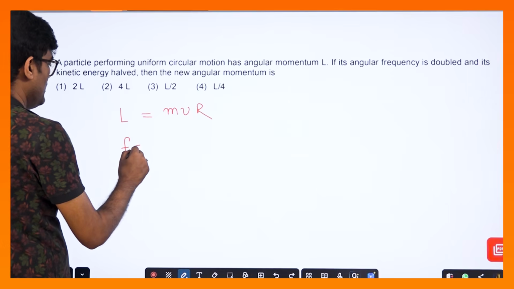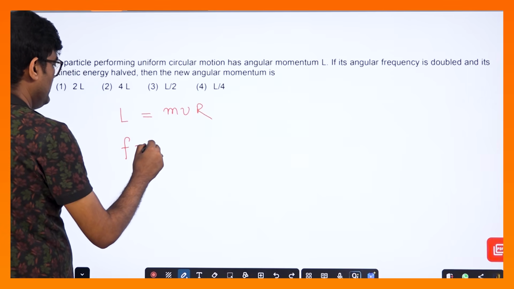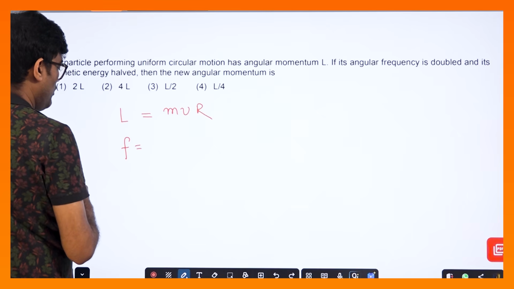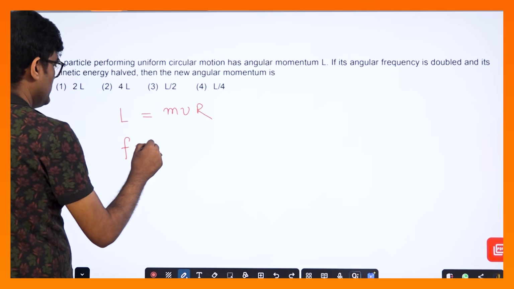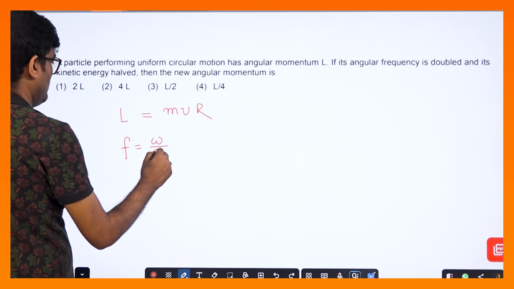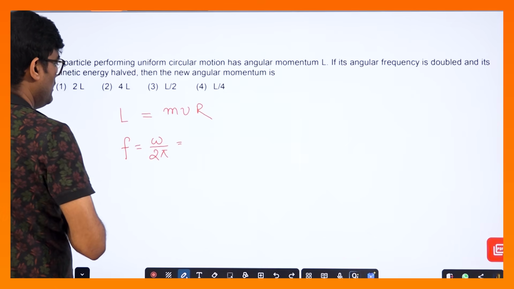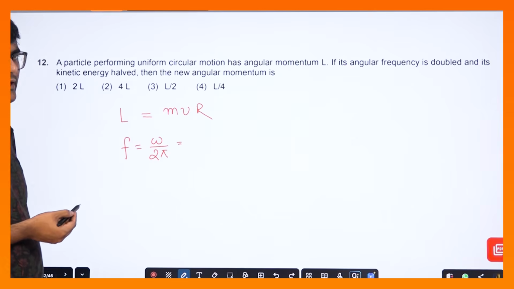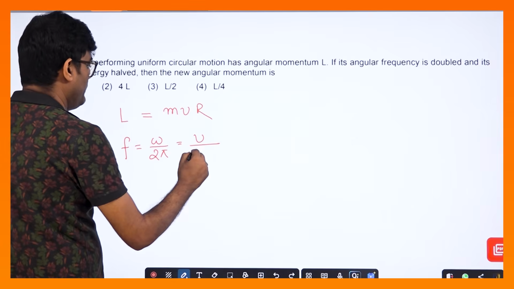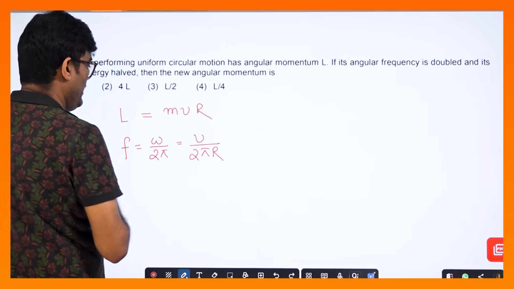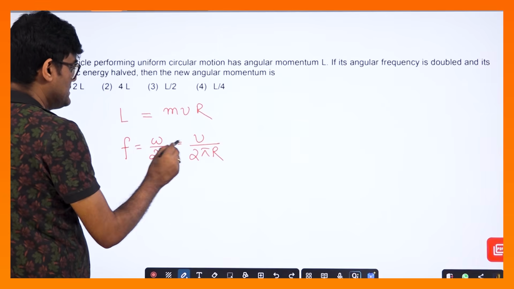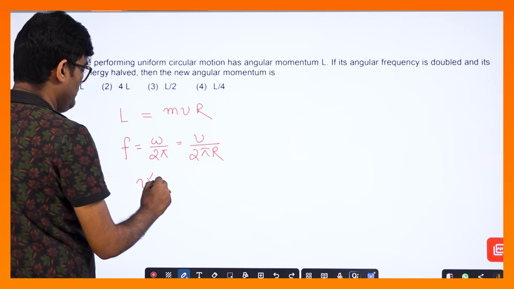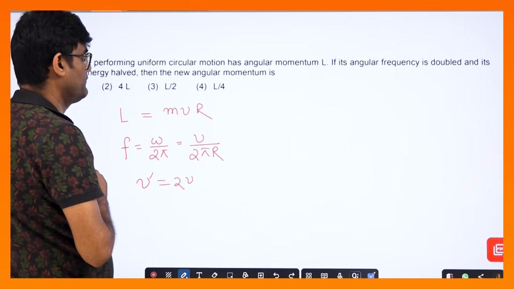Angular frequency means 2 pi f, frequency equal to omega, so it is omega by 2 pi, right? Or you can say v equal to again r omega. So omega equal to v by r. So it is v by 2 pi r, right? If the frequency is double, radius is not changing, then velocity is double, right? Velocity v prime is twice the original velocity.